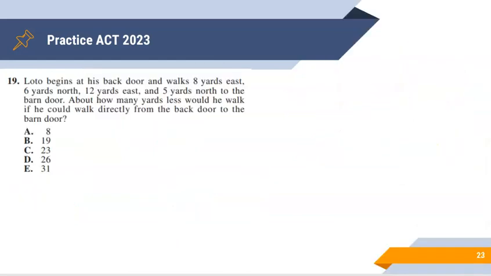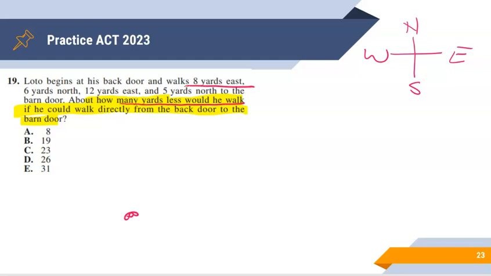Question number 19. Question says, how many yards less would he walk if he could walk directly from the back door to the barn door? Key is, how many yards less would he walk? Not how many total yards, but how many yards less. Well, we need to remember north, south, east, west. And we are told that this person walked 8 yards east. So 8 yards east, 6 yards north, 12 yards east, and 5 yards north.